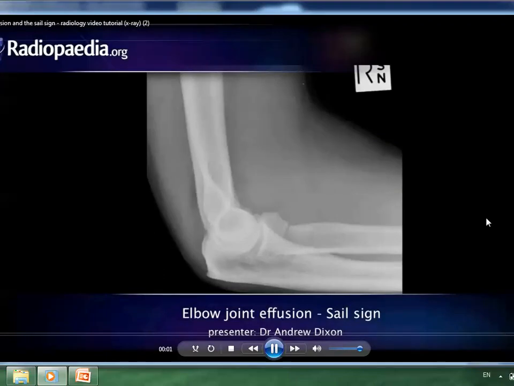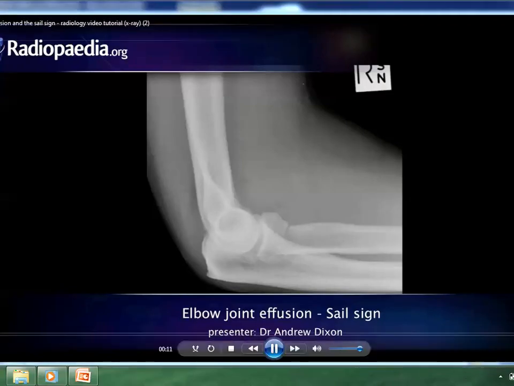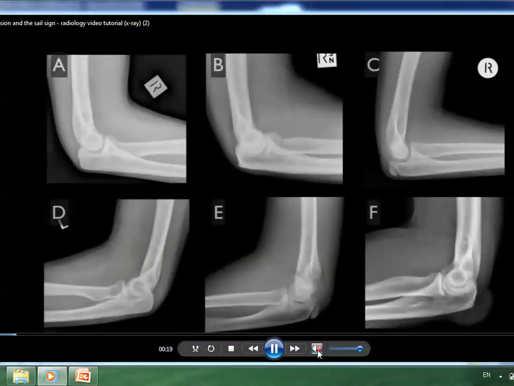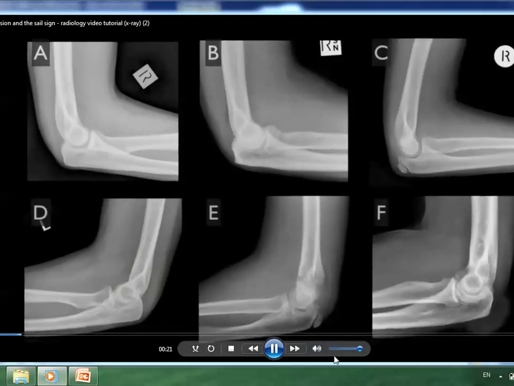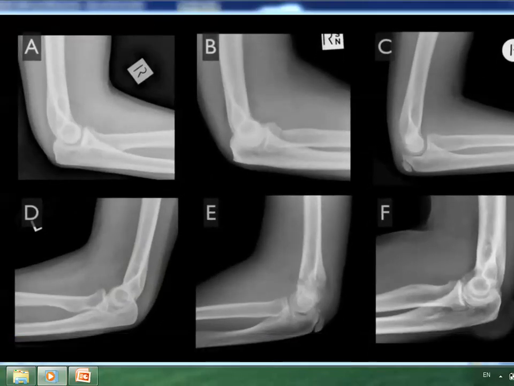Hi, I'm Dr. Andrew Dixon from Radiopaedia.org, and in this tutorial we're going to learn how to recognise an elbow joint effusion on a lateral radiograph. This is an important clinical skill, particularly in the setting of trauma, where a joint effusion is almost always an indication of an elbow fracture. So we're going to start with a little pre-test. Different patients, some of which have effusions and some of which do not. Have a look yourself and try and work out where the effusions are.